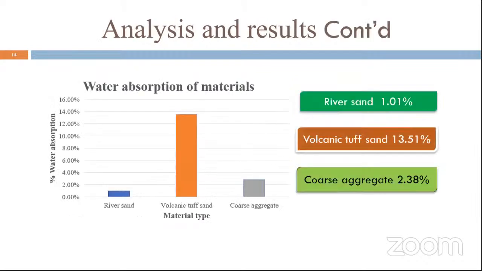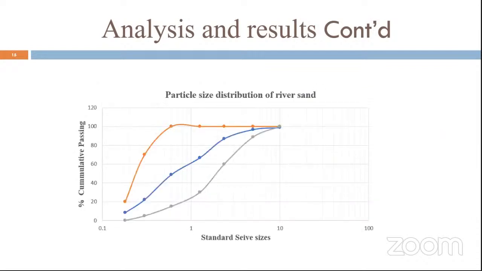2.62 as specific gravity. In water absorption of the materials, river sand had a water absorption of 1.01%, volcanic tuff sand had 13.51%, and coarse aggregate had 2.38%. For the particle size distribution of the materials, which we carried out in the lab using sieve analysis, the particle distribution of the river sand is as shown on the graph, enclosed by the two envelopes, which have the upper limit and the lower limit.